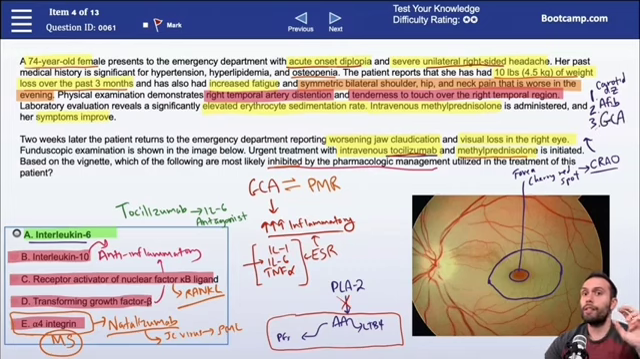Like we said, vision is something that we're hoping to maintain, which is why we give the steroids early to attenuate the inflammatory response. Remember, central retinal artery occlusion is classically described as a painless, sudden loss of vision, like a curtain coming over the eye. Again, we'll talk more about this in another video, but I just wanted to make sure we touched on that here. But again, the answer here is interleukin-6.